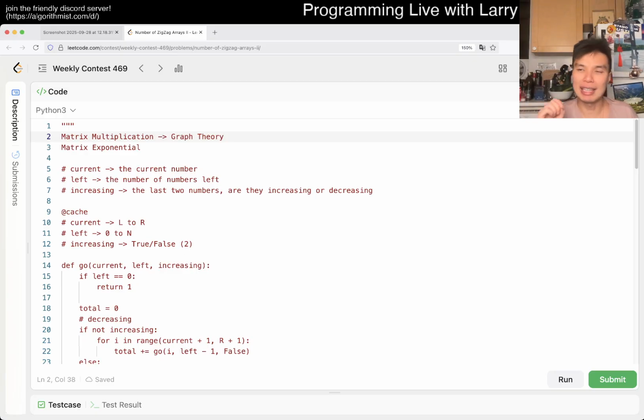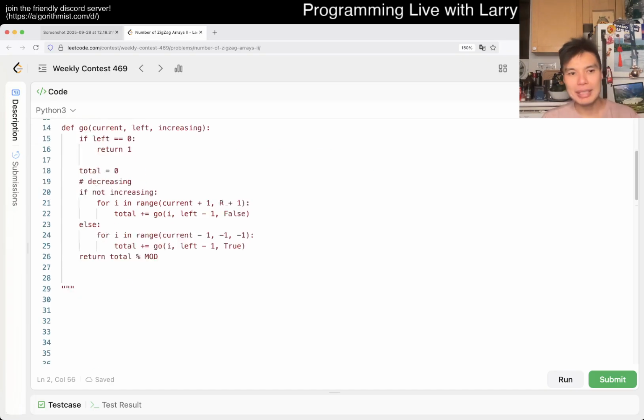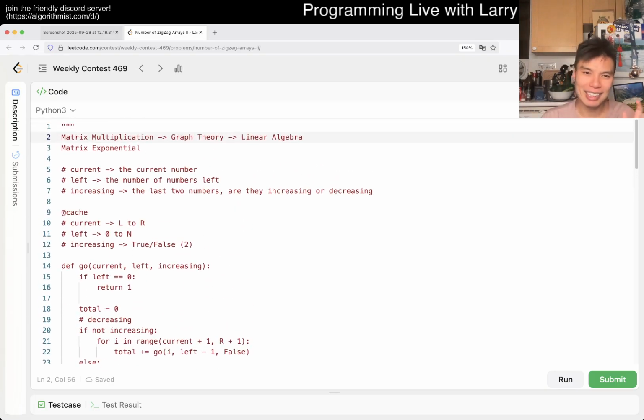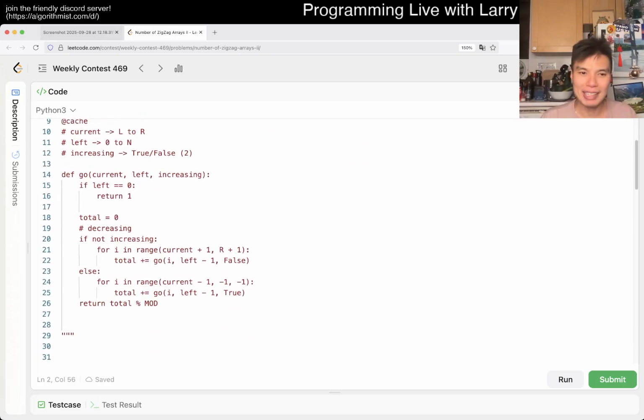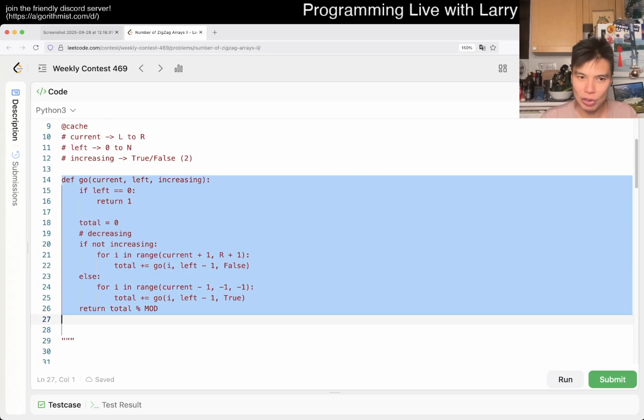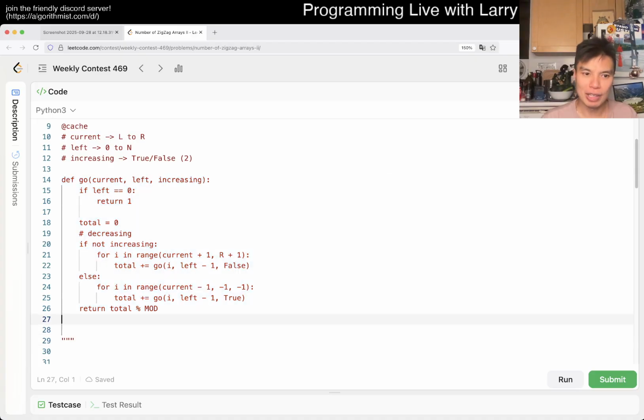But one of the things that it enables you to do is, I mean, it's a little bit graph theory, but it's actually more linear algebra. Maybe I lied on this one, right? But the reason why I say the graph, there are some graph theory components about it, about transition edges and stuff like that. But maybe linear algebra is the better way to explain it. And what I mean by that is that now, let's just say you have a node, where the node is current, left, increasing, right?